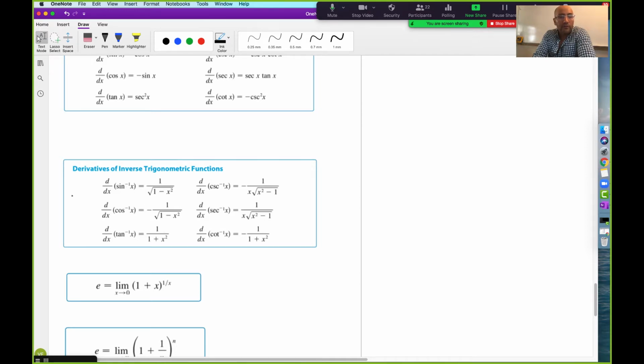So we have the derivatives of inverse trig functions. Derivative with respect to x of sine inverse of x equals 1 over the square root of 1 minus x squared. This is a good time to mention it, I have a terrible memory, so I'm not really someone that would expect people to have all of this memorized. Some teachers do, so maybe your Calc 1 teacher made you memorize all of this, but I don't think that's really necessary.